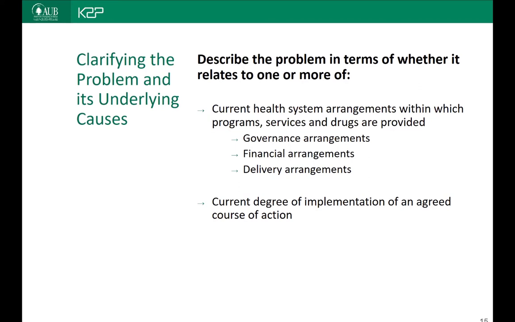When we talk about the underlying causes, we have to look at it from a systems perspective. So you have to ask yourself whether the problem is related to the governance arrangement, financial arrangement, or delivery arrangement of the health system. In terms of governance arrangement, you have to look at the stewardship function, the accountability systems in place, the incentive systems. In terms of financial arrangement, is it related to how physicians are reimbursed, to how services are covered? In terms of delivery arrangement, is it related to how services are provided, by whom they are provided, where they are provided? So you have to really analyze the problem from a health system perspective and lens.